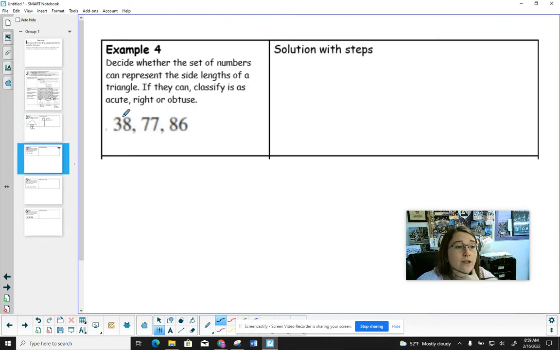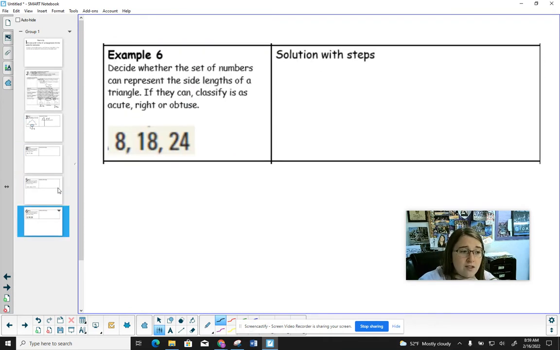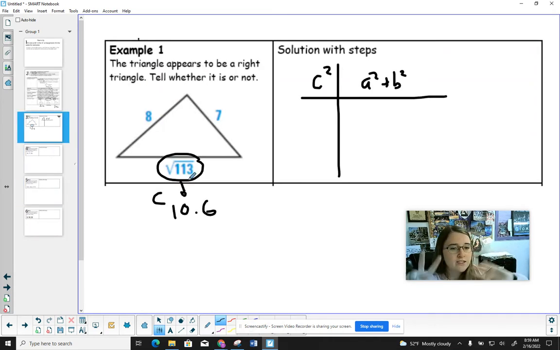That becomes important when you're just given three numbers. It's hard to tell which one should be considered the hypotenuse. The biggest number is c. And again, if we want to label that here, the biggest number is going to go in this column.